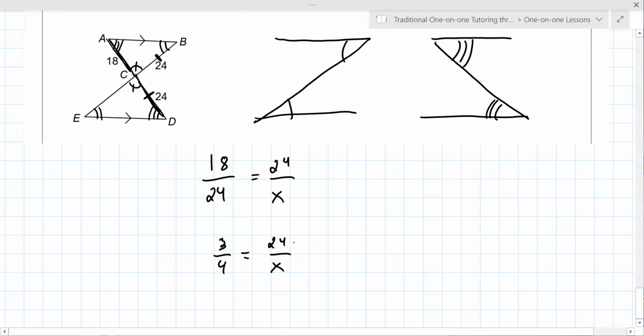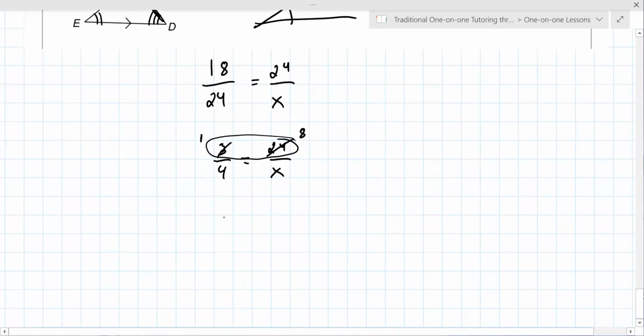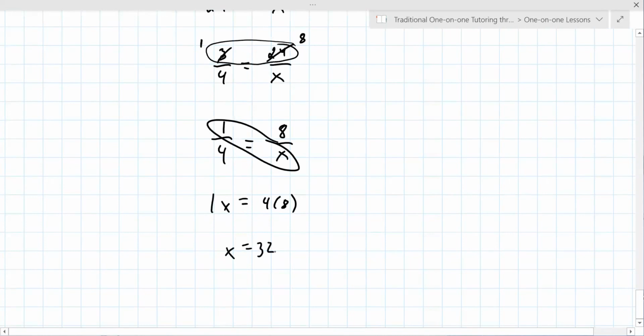Now this is interesting, and a lot of people don't realize this. You can actually cancel out this way. What number goes into both 3 and 24? 3, and that gets that to 8. So notice we've made this proportion a lot nicer. So now we can cross multiply here. 1x equals 4 times 8. x equals 32. Very good. Okay, got that one down.